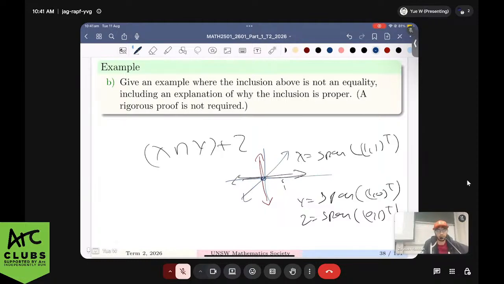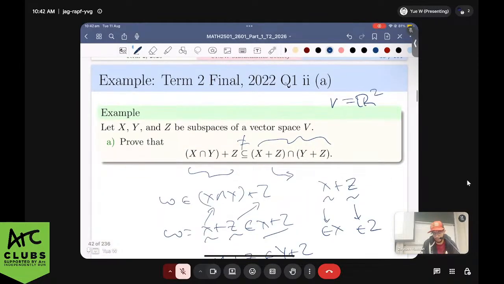Well, you can see these all have trivial intersection. They only intersect at the origin. So this is actually just the zero space. And I mean, this is actually pretty cool. If you add the zero space to something else, it just gives you Z back, because it's the set of all z plus 0, you can imagine. It's still just the set of all z, where z is in Z. So the left-hand side of that thing is actually just going to be Z. And now we just compute the right-hand side, (x plus z) intersect (y plus z).